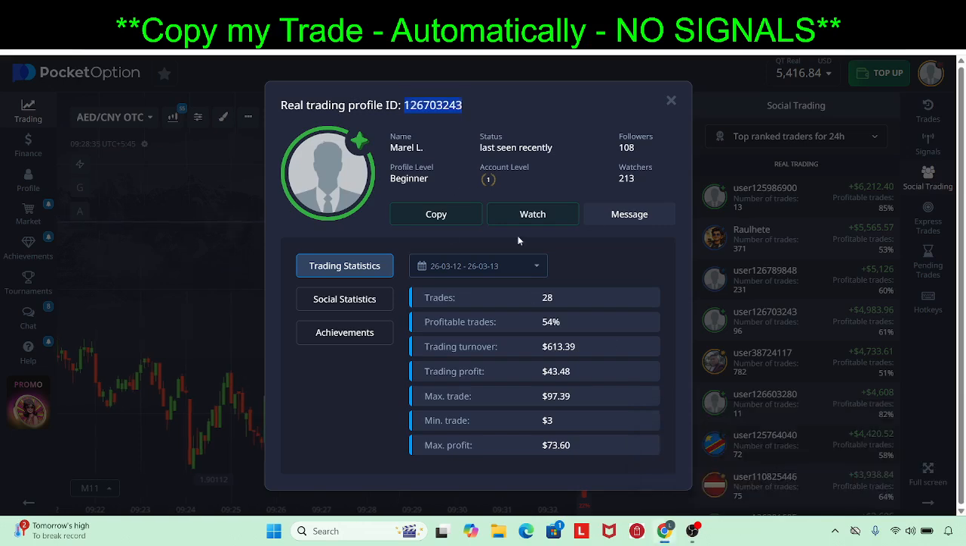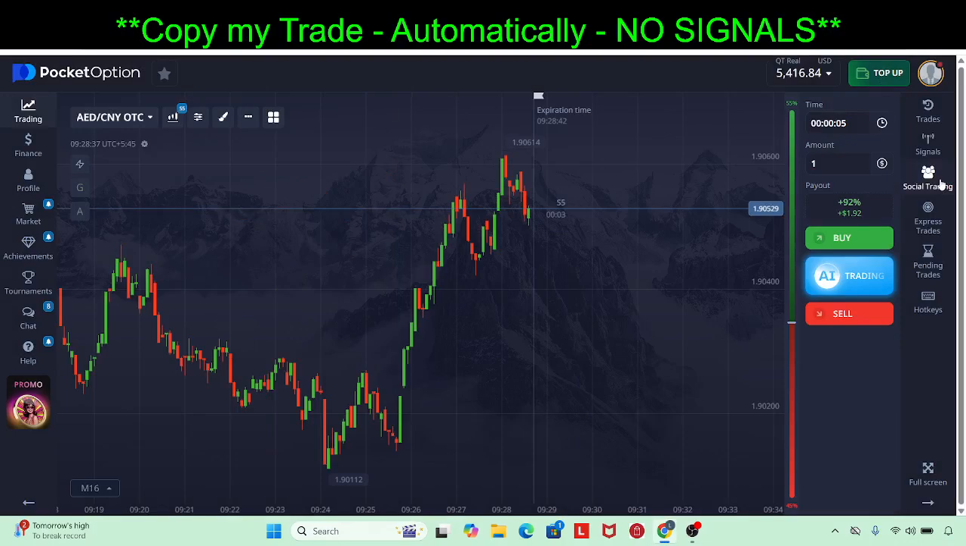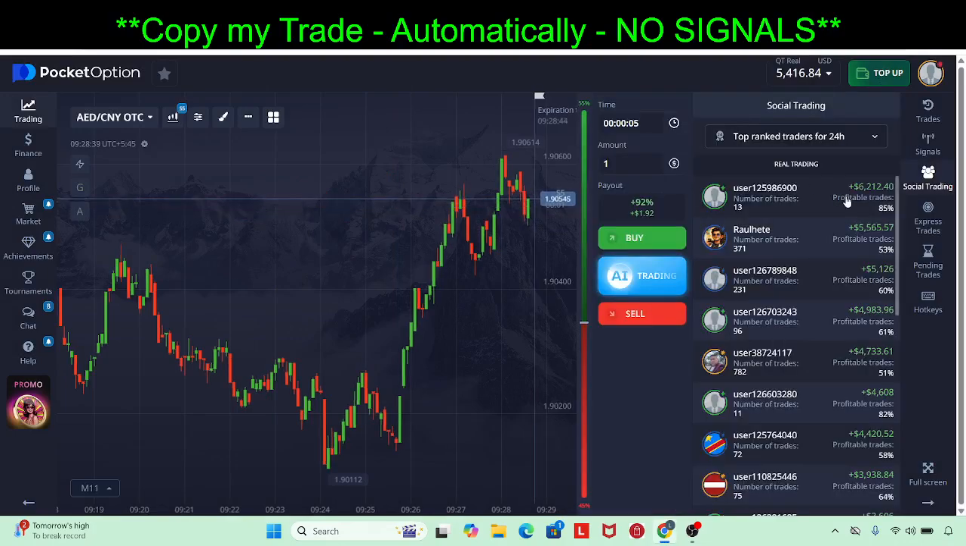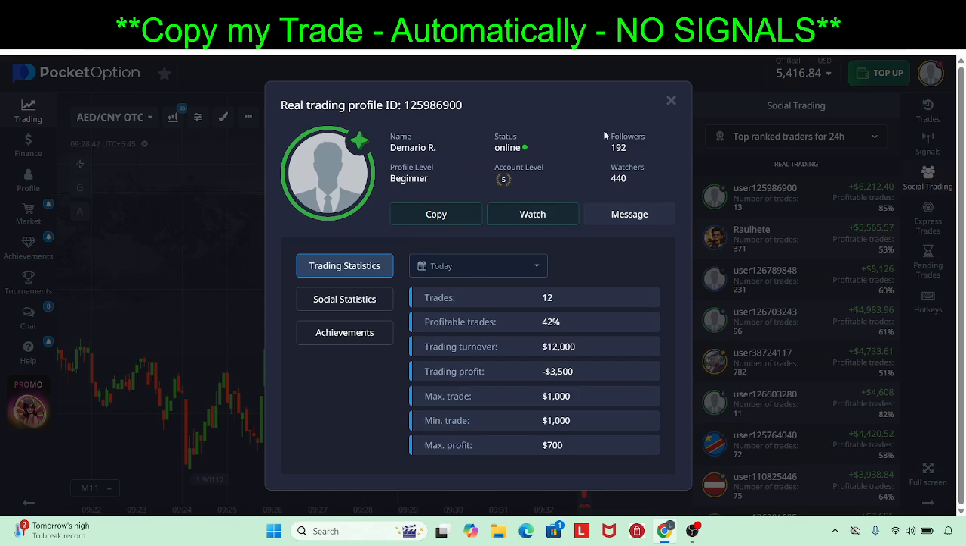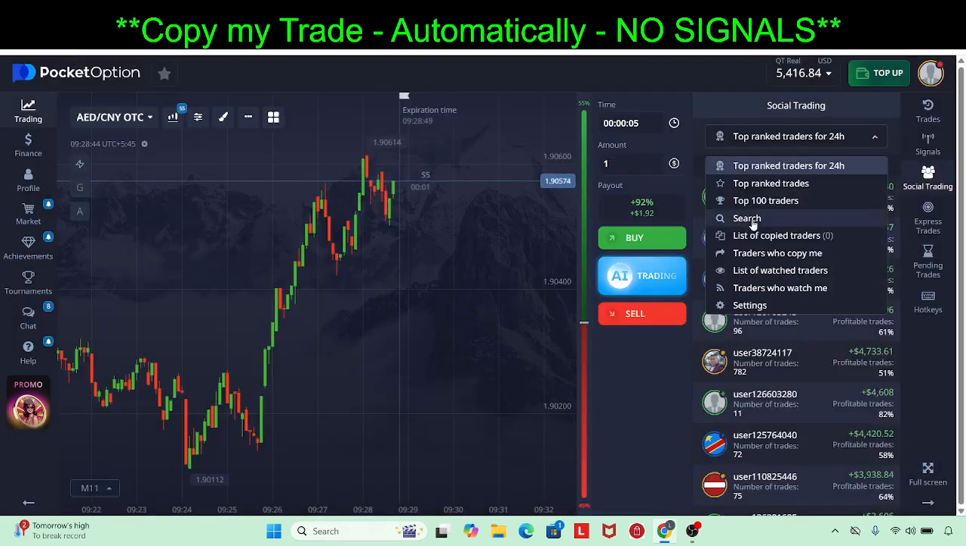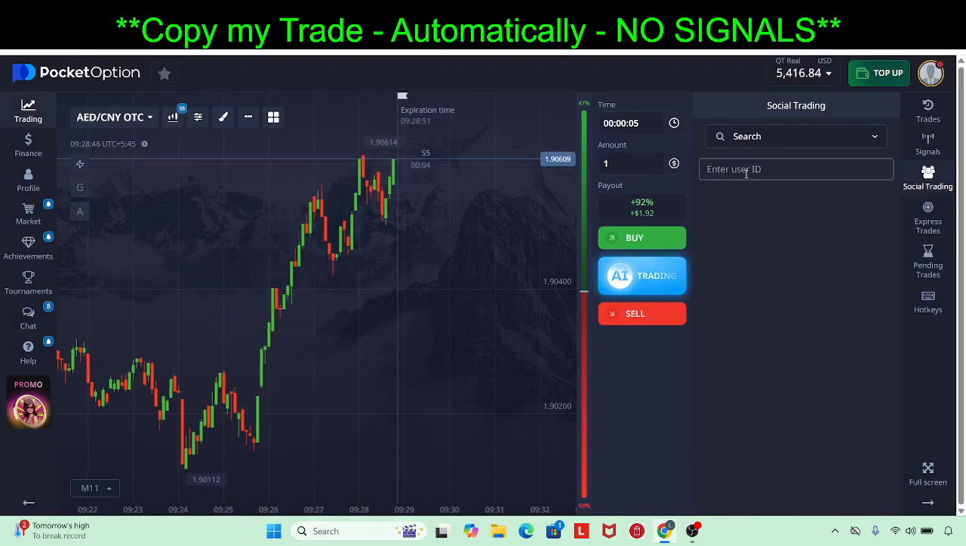Once you get that UID, you just come to this social trading. You can click on any of these traders to copy them, or you can put the UID in, click on search, and put the UID that I have provided.